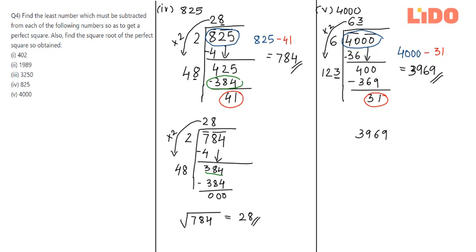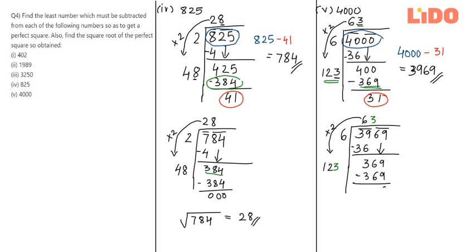3969, group it from right to left, groups of 2. 6 6s are 36. 369, I'll bring it below. 6 into 2 is 12. Okay, clearly look over here. 369, 123 into 3 gives me 369. That's the same number I've gotten here. So that's 123 into 3, right, which will give me 369, and the remainder is 0. So the square root of 3969 is equal to 63.